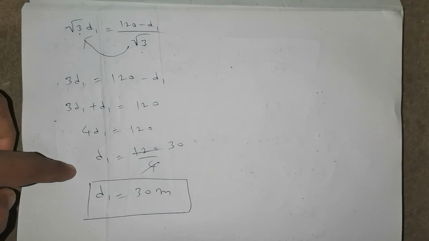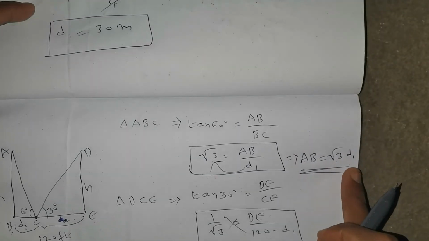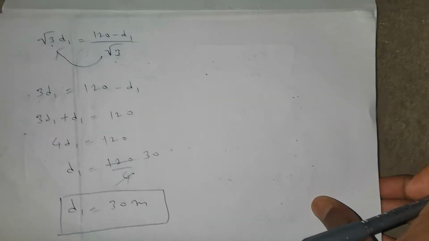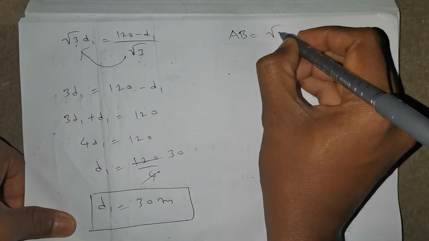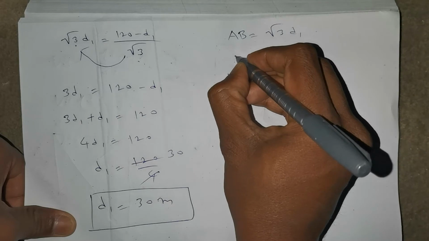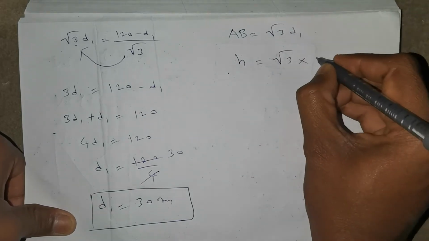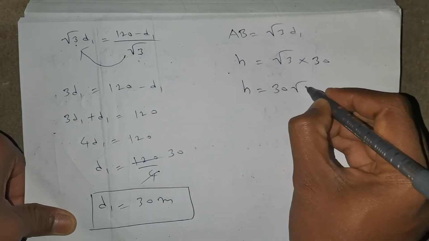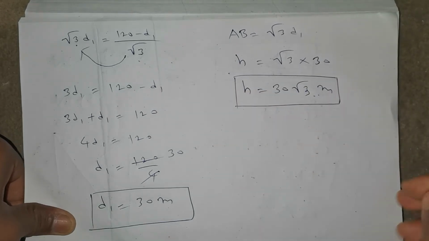Next, we need to find out the height. So we know the first equation, that is AB is equal to √3 into D1. AB is nothing but the height of the pole. So that is equal to √3 into D1. How much is D1? 30. So the height of the poles is equal to √3 into 30, that is 30√3 meters. We got the heights of the poles.